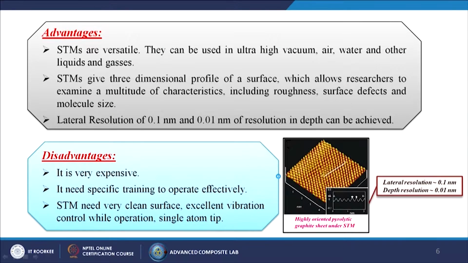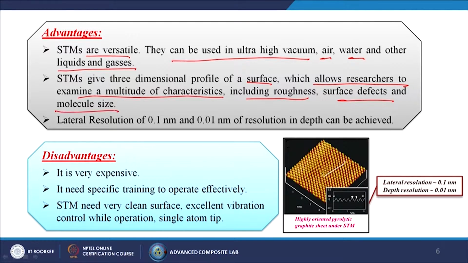What are the advantages? STMs are versatile; they can be used in ultra high vacuum, air, water and other liquids and gases. STMs give a 3-dimensional profile of a surface, which allows researchers to examine a multitude of characteristics including roughness, surface defects and molecular size. A lateral resolution of 0.1 nanometer and 0.01 nanometer resolution in depth can be achieved.